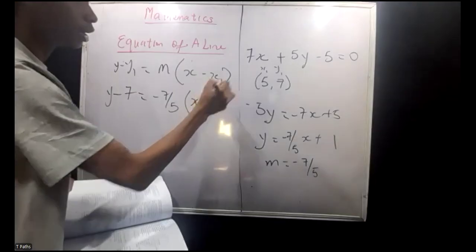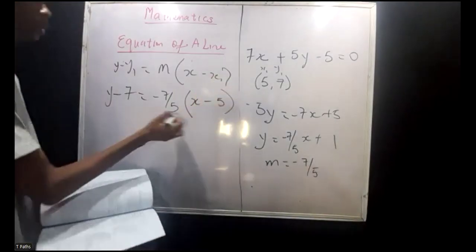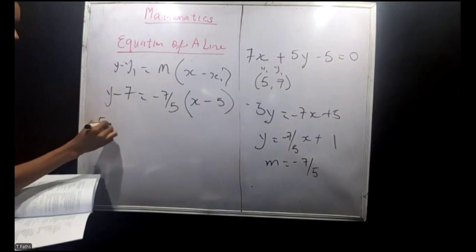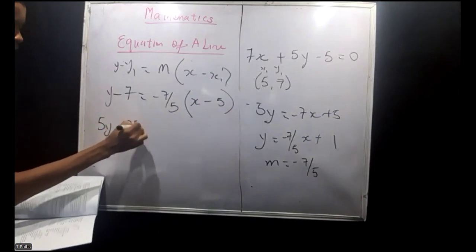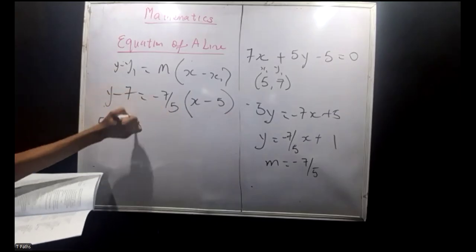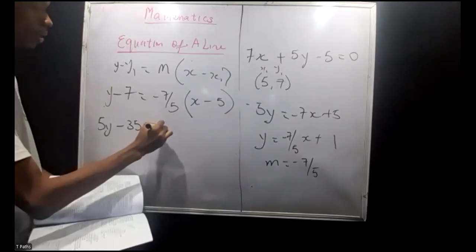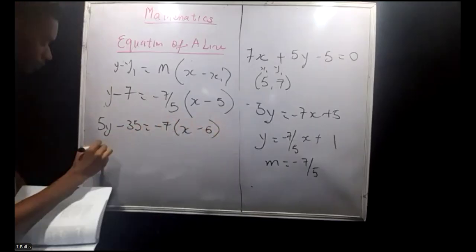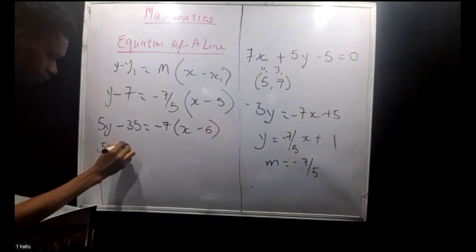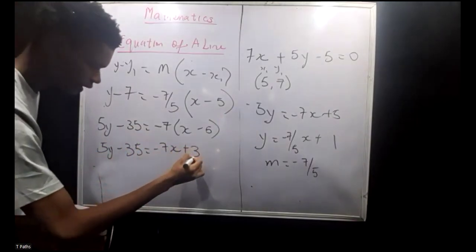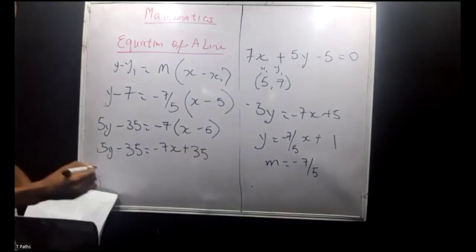And x1 is 5. So for me to get rid of this fraction, I'm going to multiply through by 5. So I'll have 5y minus 35. If I multiply 5 by y, I have 5y. If I multiply 5 by 7, I have 35 is equal to minus 7 open bracket x minus 5. I'm going to open these brackets and have minus 7x plus 35.